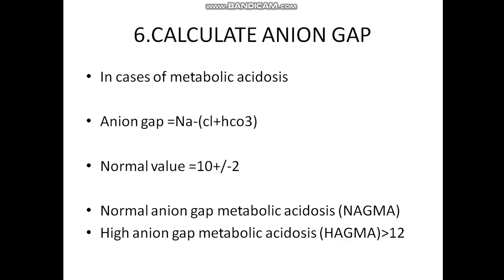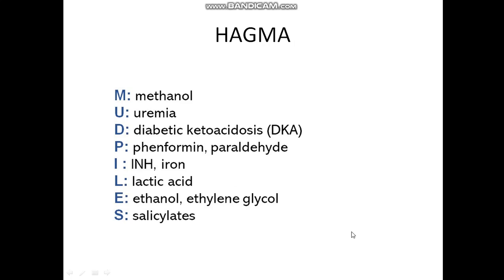Coming next, how to calculate the anion gap. Anion gap is calculated in cases of metabolic acidosis. Anion gap is equal to serum sodium minus the sum of chloride plus bicarb. Normal value is 8 to 12, or 10 plus or minus 2. If it is in the normal range, we call it normal anion gap metabolic acidosis. If the anion gap is more than 12, we call it high anion gap metabolic acidosis, also known as HAGMA.